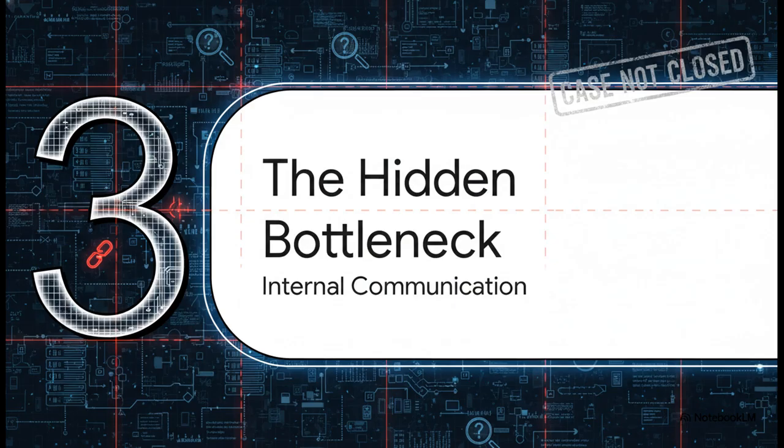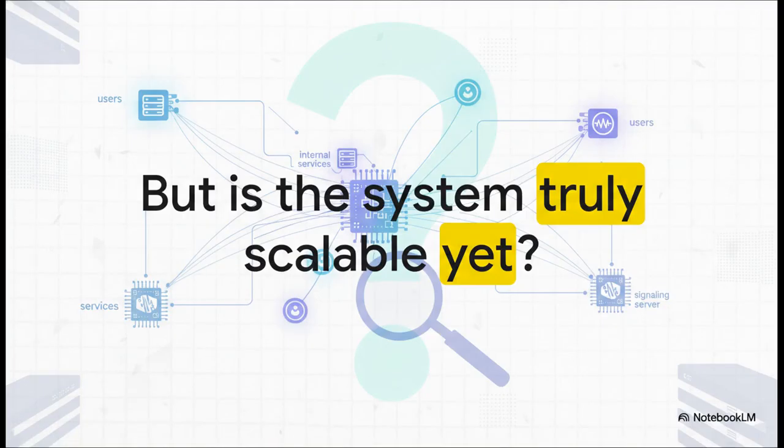Well, not so fast. Just when we think we're in the clear, our investigation reveals a plot twist. A second, much sneakier bottleneck lurking deep inside our own system. And this is where we have to ask ourselves a really tough question. Okay, so tons of users can now connect to our app. But what happens next? Can our internal services, the ones that are actually doing all the heavy lifting of managing the media streams, can they really keep up?